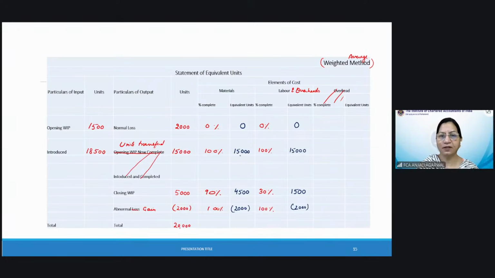So the cost incurred on materials is equivalent units of material is 15 plus 4, 19,500 minus 2,000. So it is 17,500. And for labor and overheads, 16,500 minus 2,000. So it is 14,500. So far, I hope all this is clear. Right.